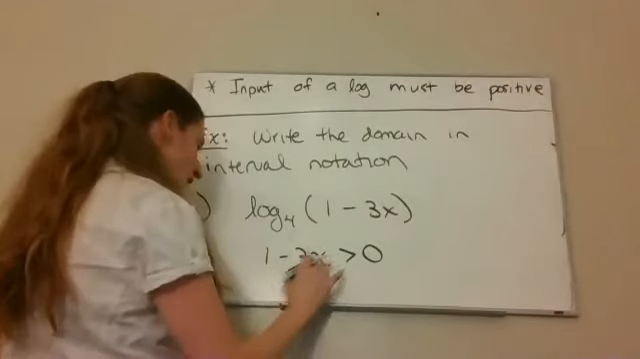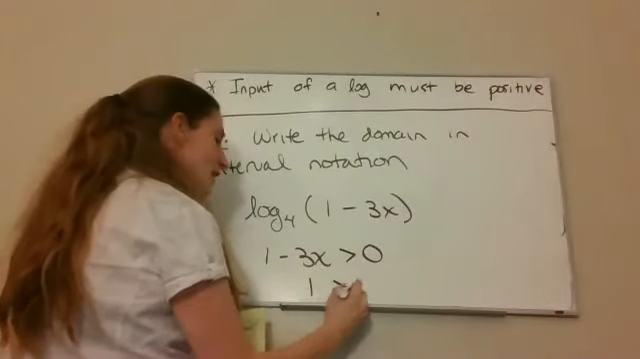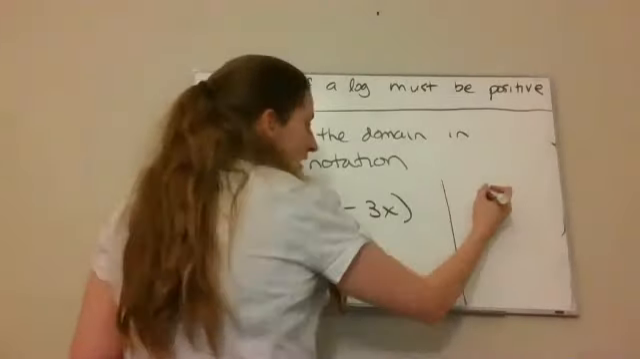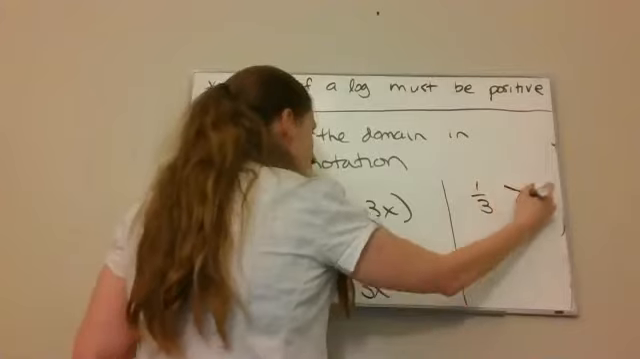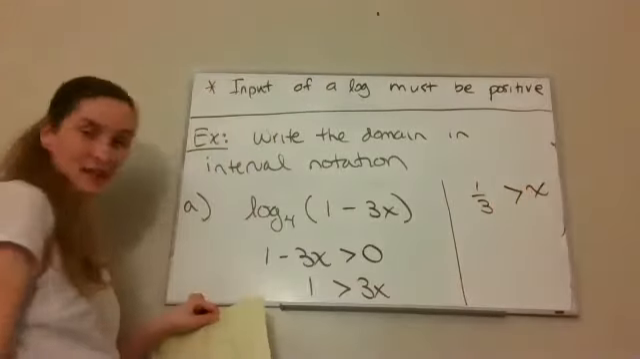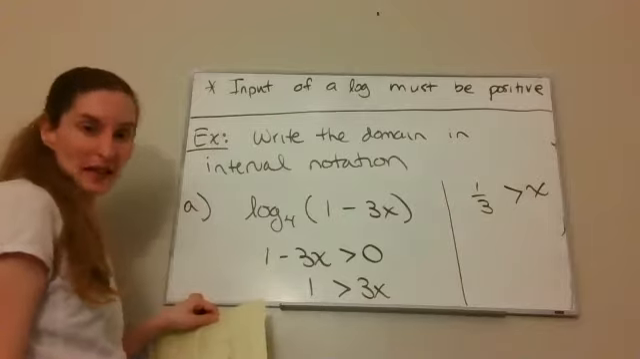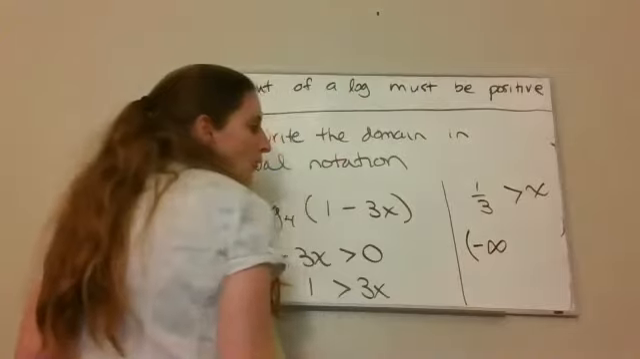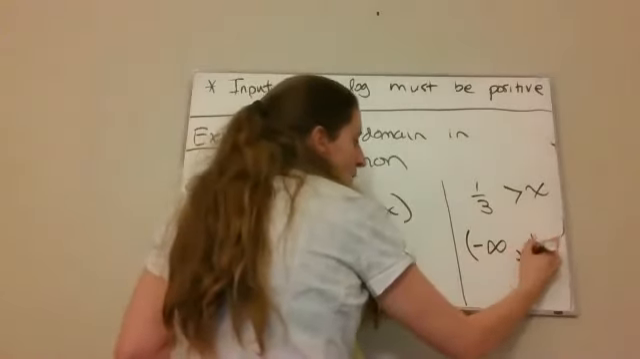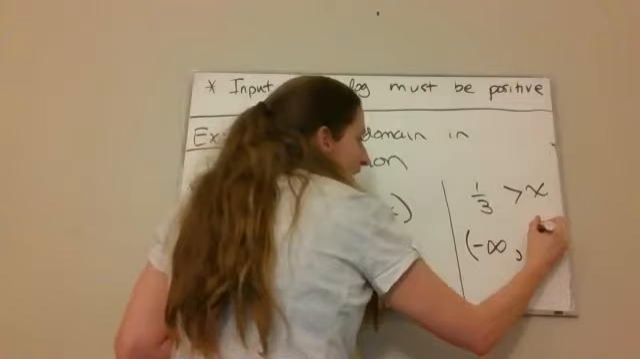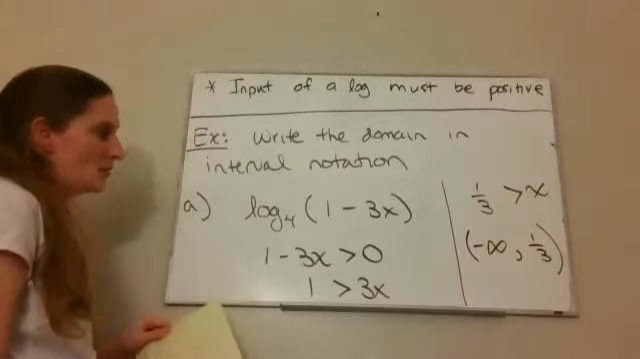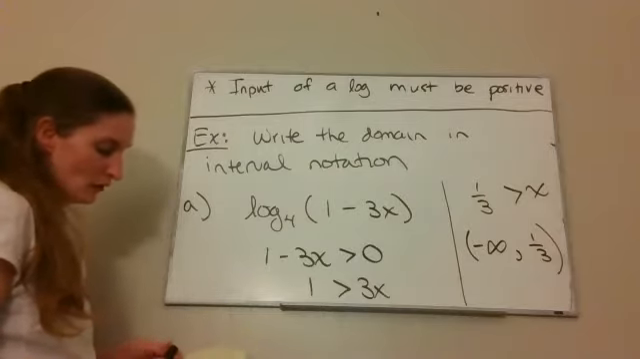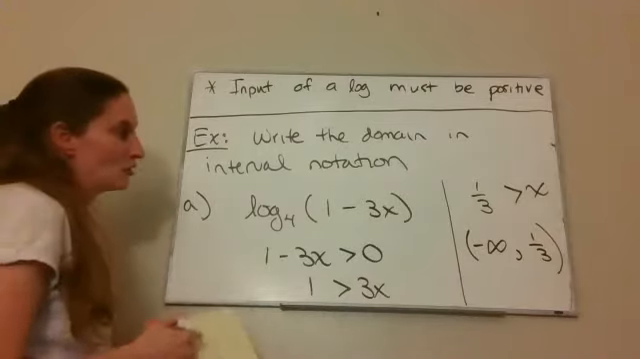I personally would solve this by adding the 3x to the other side, and then I will divide by 3. When I divide by 3, I get 1/3 is greater than x. That's the same thing as x being less than 1/3. So my domain goes all the way to negative infinity and up to positive 1/3, and I don't include that in my domain. So x is less than 1/3, so in interval notation, negative infinity to 1/3.